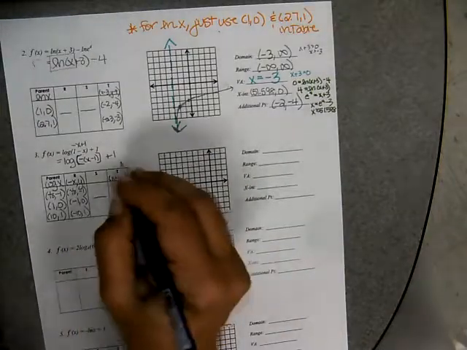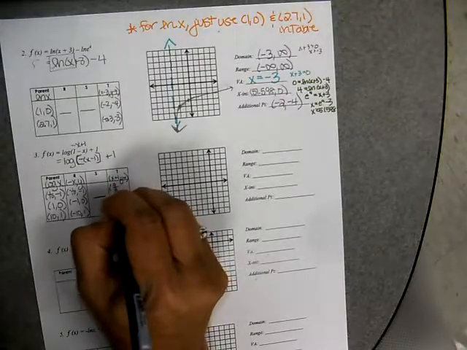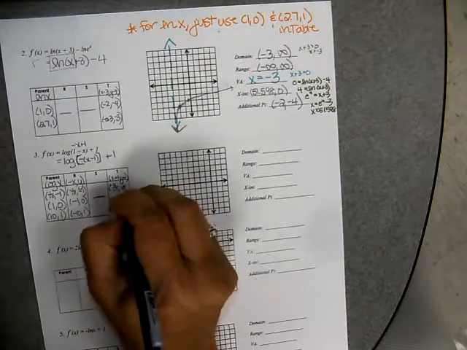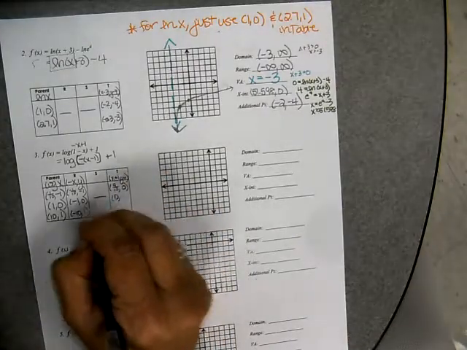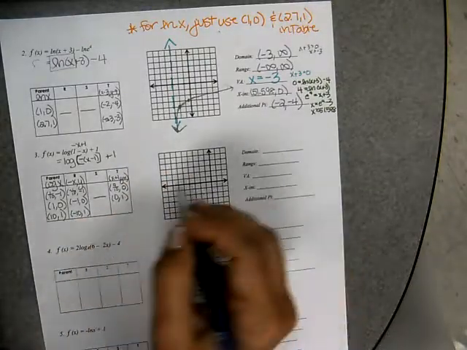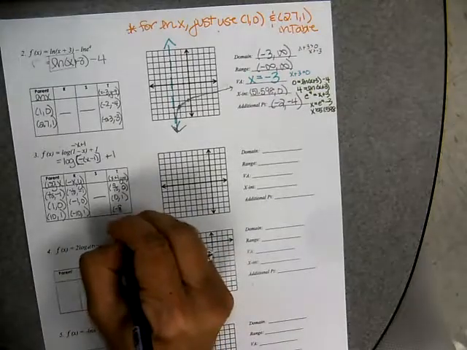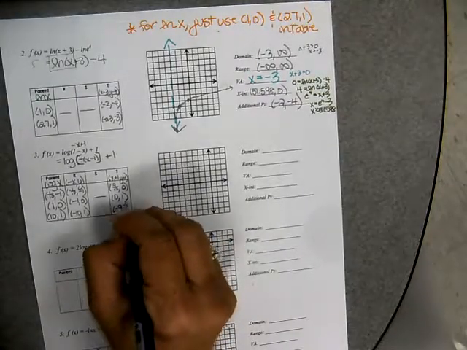So negative 1/10 and plus 1 is 9/10. Negative 1 plus 1 is 0. Negative 1 plus 1 is 0. 0 plus 1 is 1. And negative 10 plus 1 is negative 9. 1 plus 1 is 2.